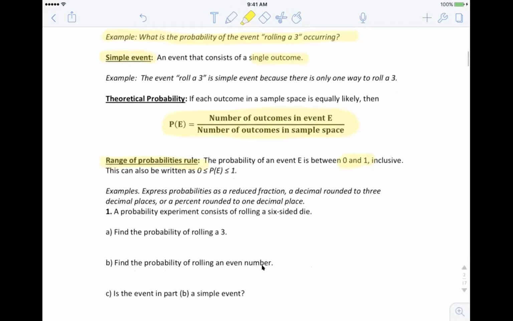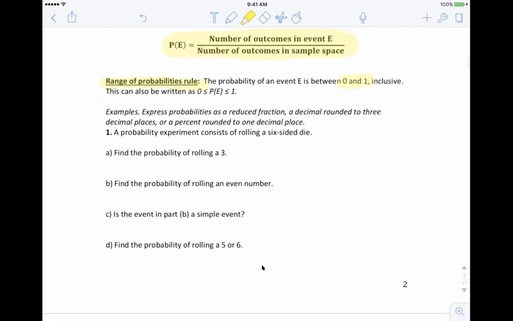In these examples, we're going to do 3 things. We're going to express probabilities as a reduced fraction, a decimal, and a percent. Those are the 3 possible ways to represent a probability, and we'll do all 3 for now. Pay attention when you're doing the homework to how they want the answer. Do they want a decimal rounded to a certain number of places, or a fraction, or what?